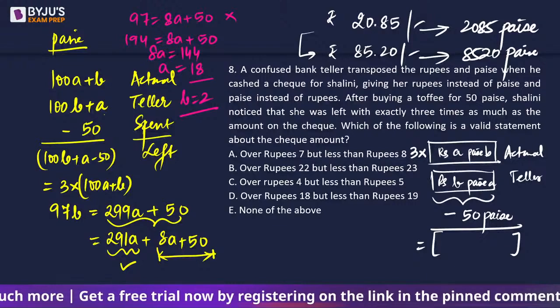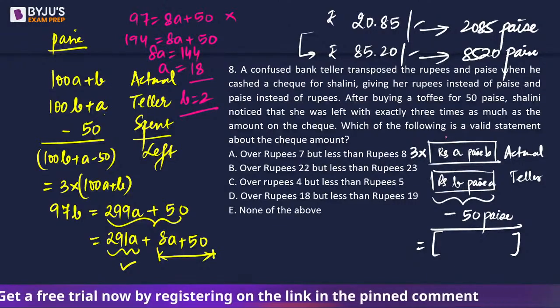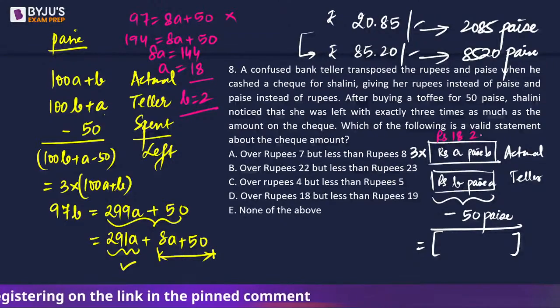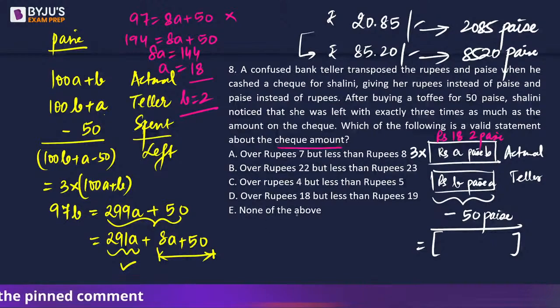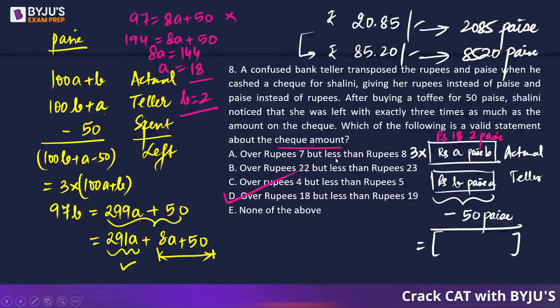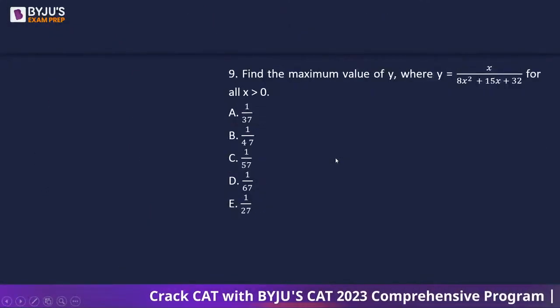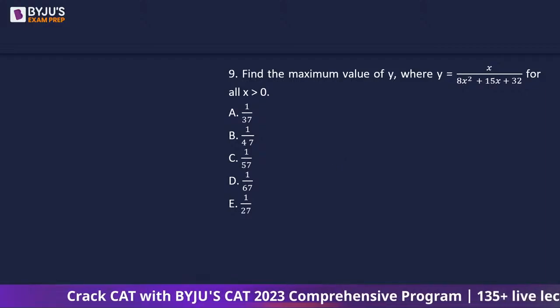So यानी कि उसके actual check पे it was 18 rupees and 2 पैसे. So what is the valid statement about the check amount? It was over 18 rupees but less than 19 rupees. Unfortunately, we have two variables and one equation. This is the only way by which we can solve a bit of hit and trial. इससे ज़्यादा हम कुछ कर भी नहीं सकते. Okay. Next question.